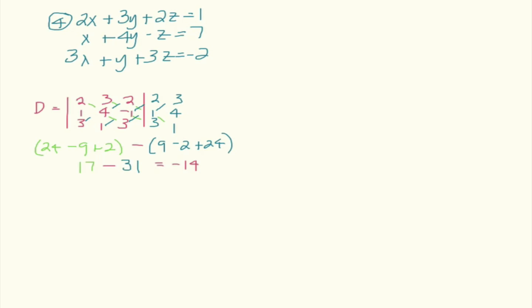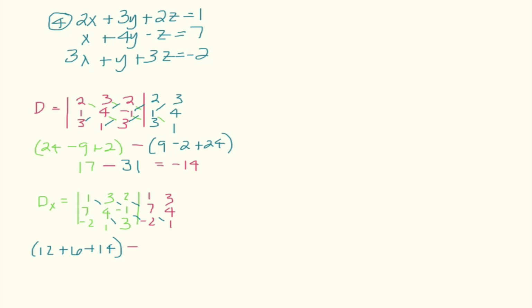So now I'm going to go ahead and find d sub x. This time, since it's sub x, I'm replacing this first column with our constants. Then I know once again I need to rewrite those first two columns out, and I'm ready to go. 1 times 4 times 3 is 12. 3 times negative 1 times 2 becomes positive 6. 2 times 7 times 1 is positive 14.